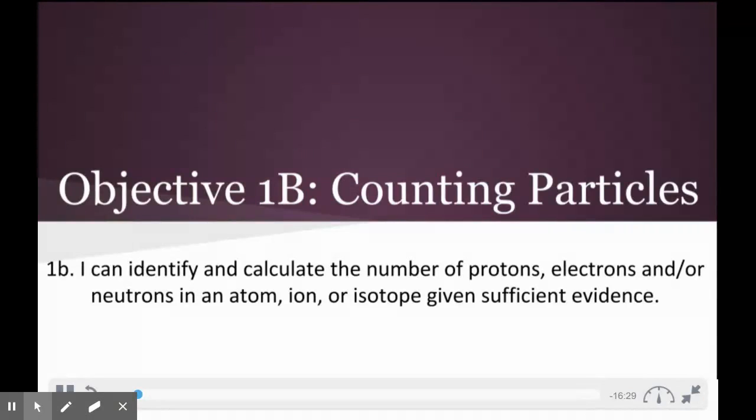Hello, this is Mrs. Decker, and this is Objective 1B on counting particles. So in this lesson, we will learn how to identify and calculate the number of protons, electrons, and neutrons in an atom, ion, or isotope given sufficient evidence.